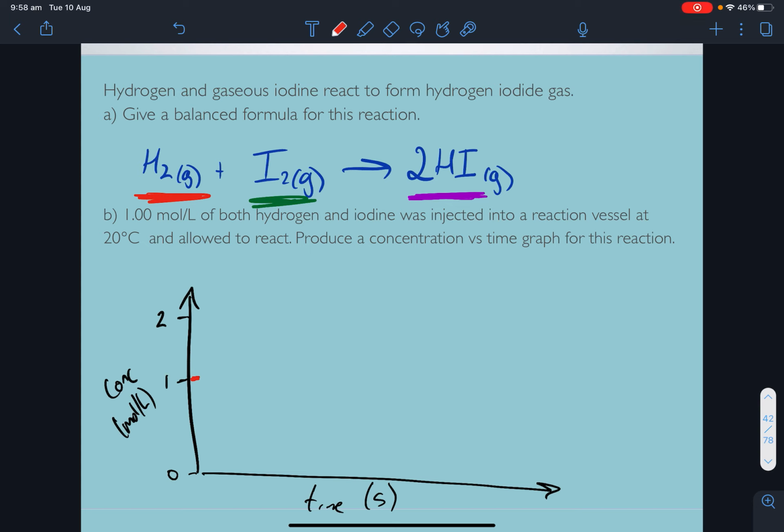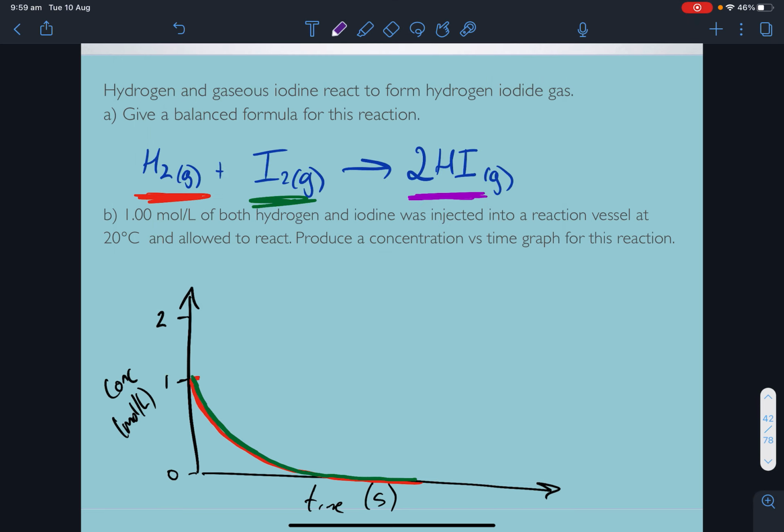But remember, the reaction starts really quick and slows down. So it's going to drop really quick and slow, and over time it's going to reach 0. So the iodine also got put in at the same amount, and it's going to drop at the same rate because it's a 1-to-1 stoichiometry there. So I'm going to draw it right next to it. They're both going to drop at the same rate, from 1 down to 0.